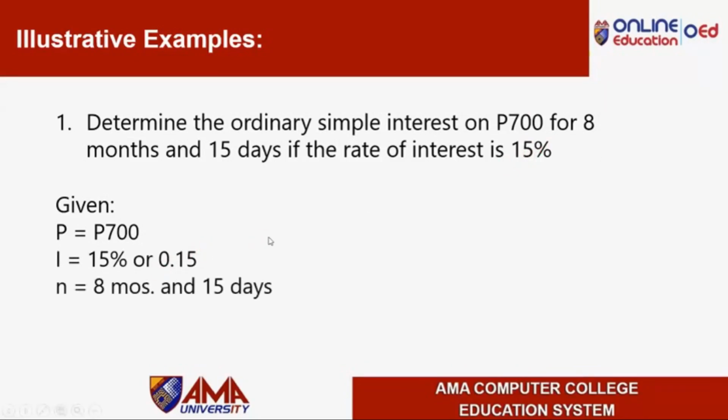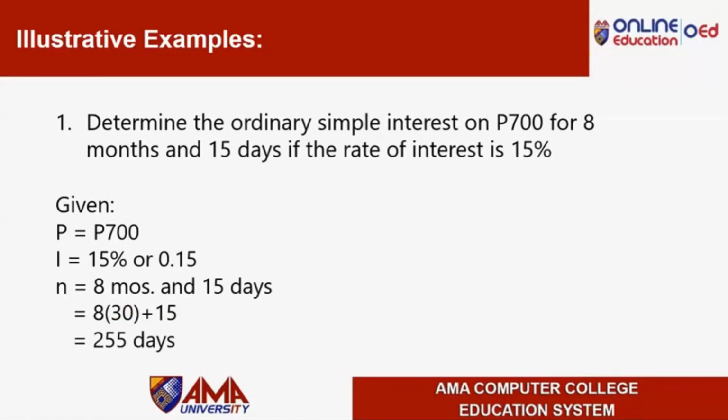And then our N is equal to 8 months and 15 days. Then, of course, let's convert this to days. Since this is simple interest, we'll be using a fixed 30 days per month. So 8 months multiplied by 30 days plus 15 days, our total is 255 days.